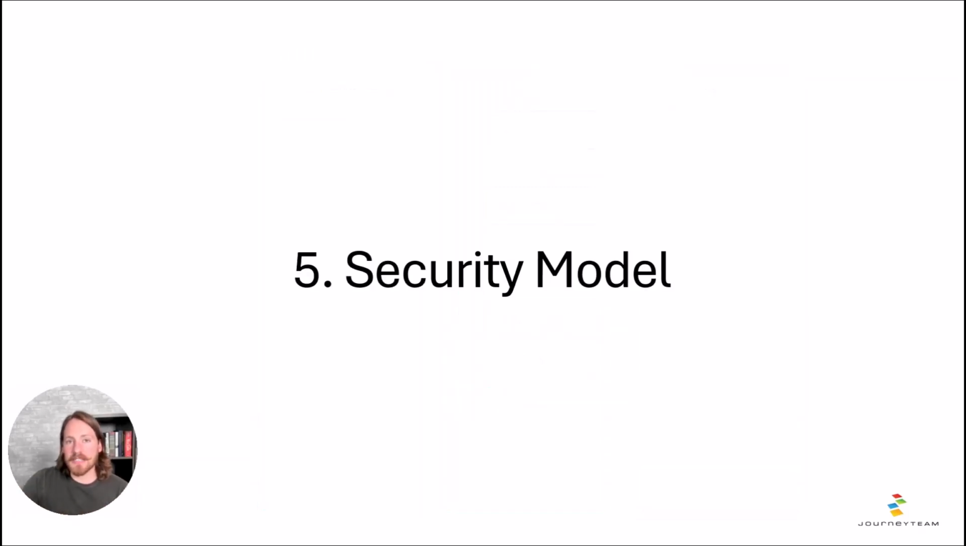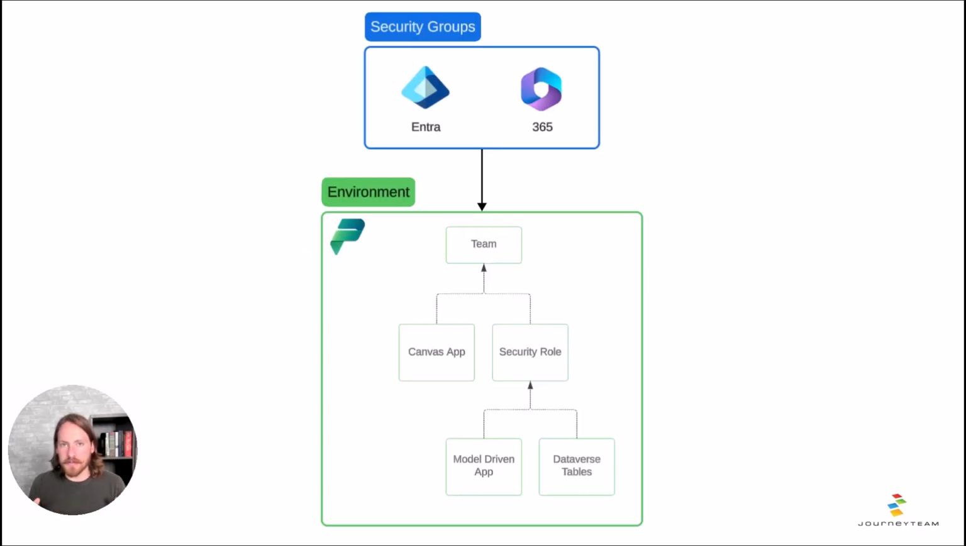Okay, the next item to consider is your security model, i.e. how are people getting allowed into the Power Platform and what do they have access to do? The way that we like to streamline security is we always like to start with security groups, whether you're using Entra groups or 365 groups. Both these groups will work. So what you do is you create those groups up there in Entra or 365. Then inside your specific environments, you create a team that essentially syncs from one of those groups.